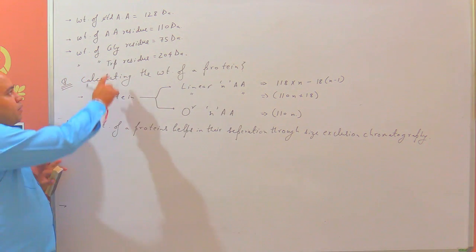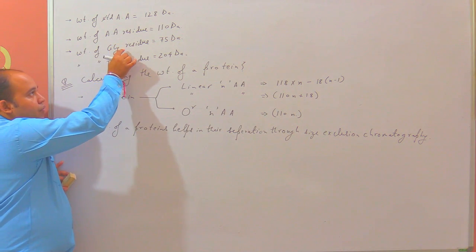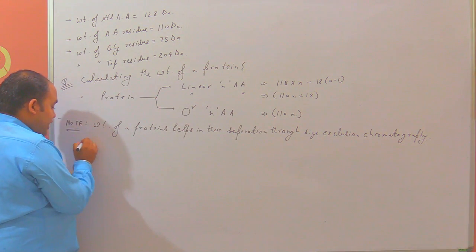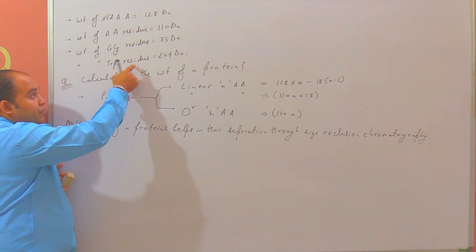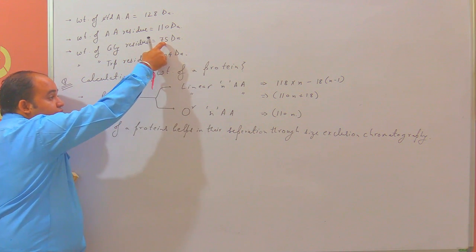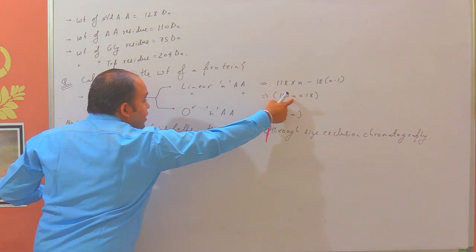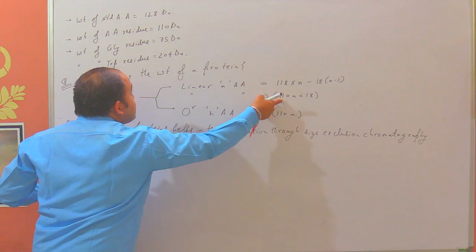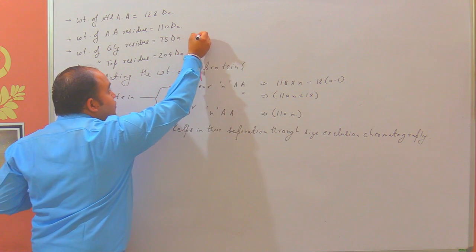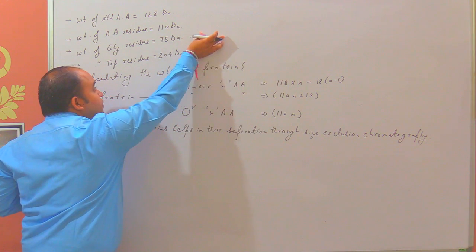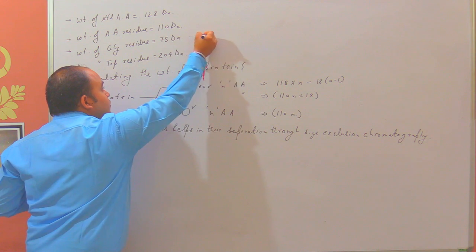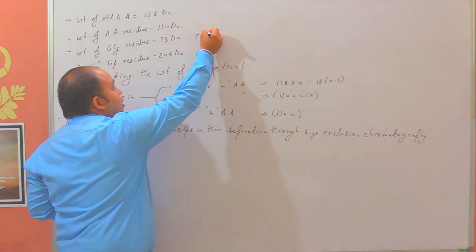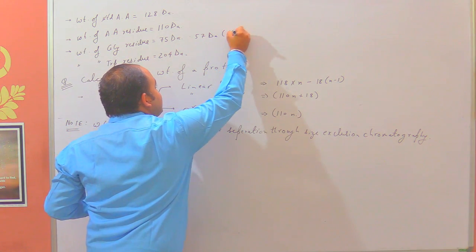Now, when you are taking the weight of a glycine residue, in case of glycine and tryptophan, the weights would be 75 and 204. You can put the 75 value here, 75 minus 18. So you have to subtract 18 from here. That means it would be 57 Dalton for a glycine residue.